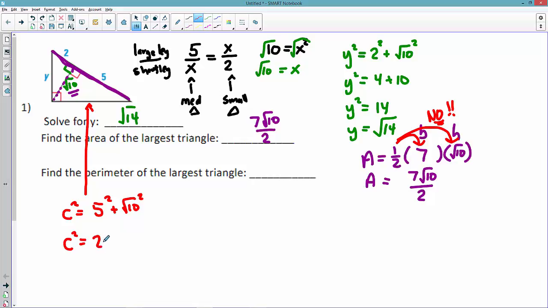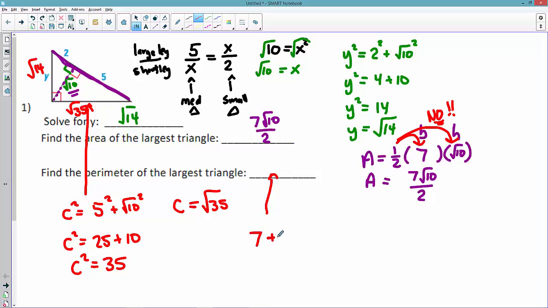So c squared equals 25 plus 10. C squared equals 35. So c equals the square root of 35, which doesn't have anything nice about it. Okay, square root of 35. Remember, this is the square root of 14. So how do you find the perimeter? Well, the perimeter is actually pretty complicated, and it can't be simplified too well. We're going to add up 7 plus radical 14 plus radical 35. And believe it or not, that is the answer.